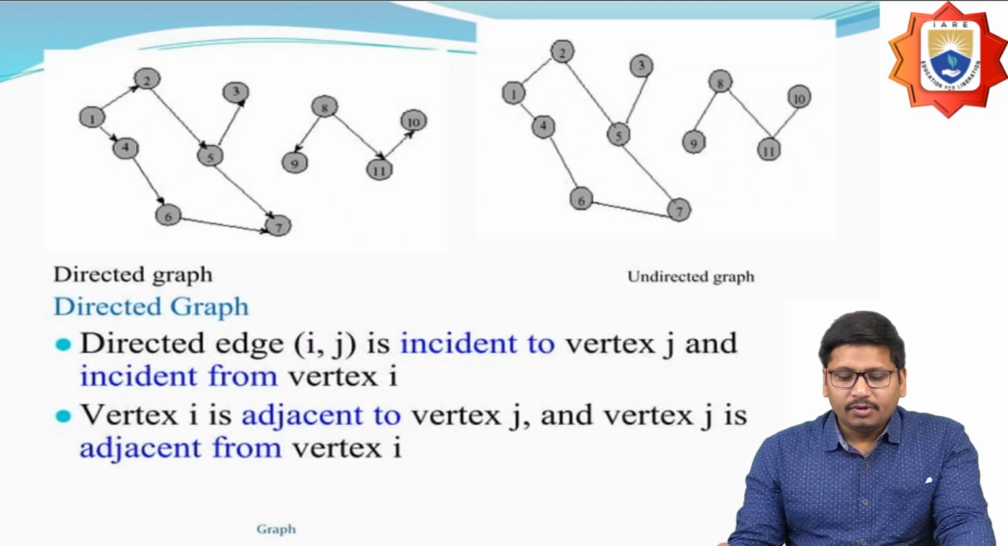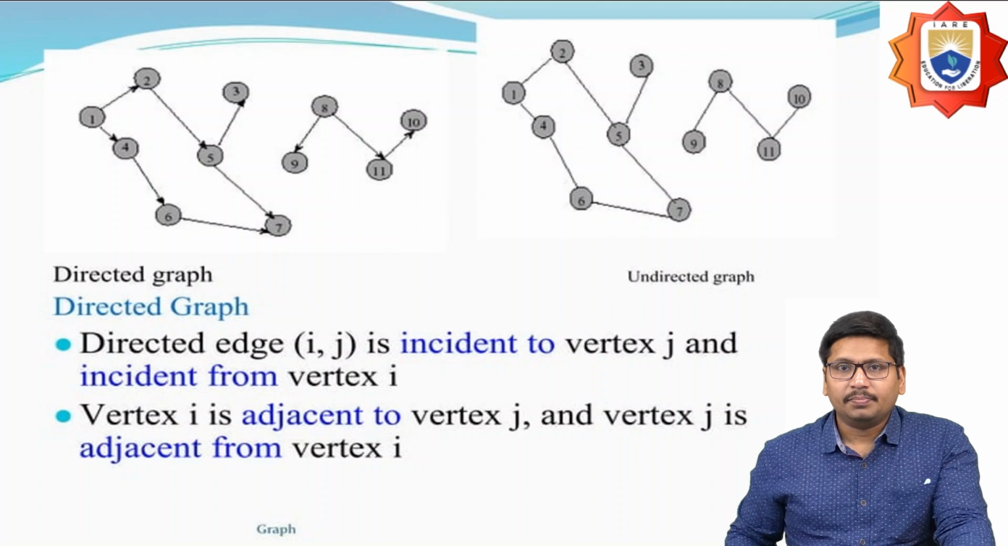In a directed graph, an edge is incident to vertex J and incident from vertex I, and vertex I is incident to vertex J and vertex J is adjacent from vertex I.